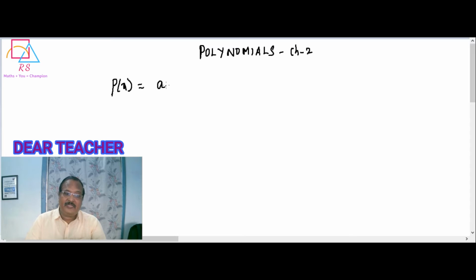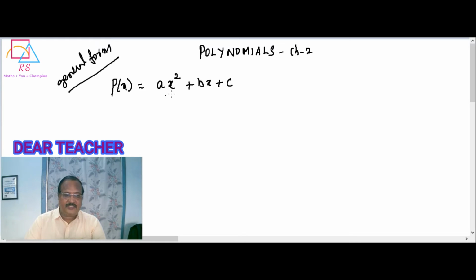I am writing the general form: ax square plus bx plus c. So this is the general form, our standard form of the polynomial. It is a quadratic polynomial because the highest power is 2. It is a 2nd degree polynomial also.